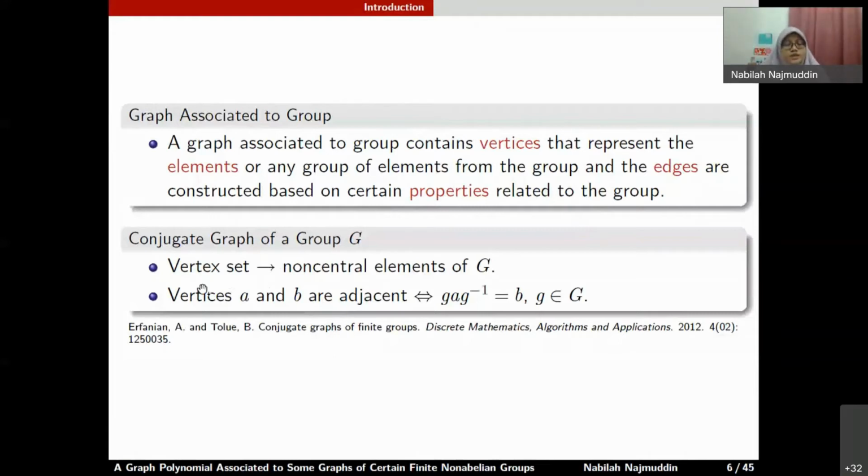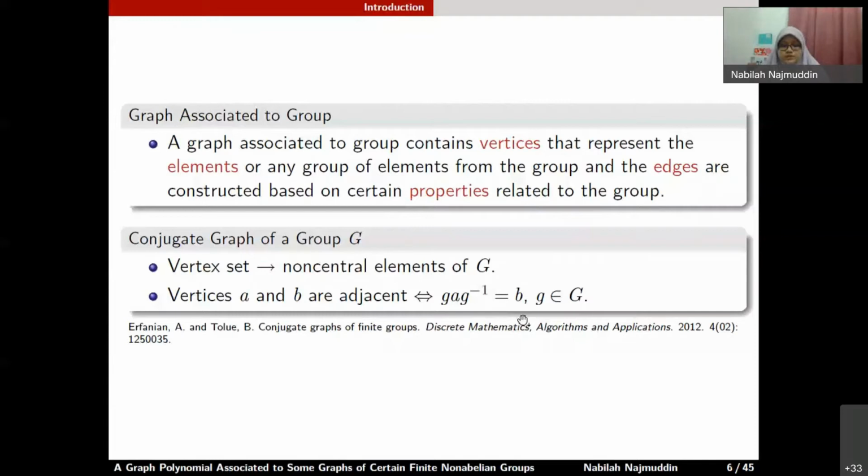Non-central means that a group has a center, and to be included in a conjugate graph, only the elements not in the center will be considered as vertices. The vertices will be adjacent in the conjugate graph if they satisfy this relation, that is, a is conjugate to b.